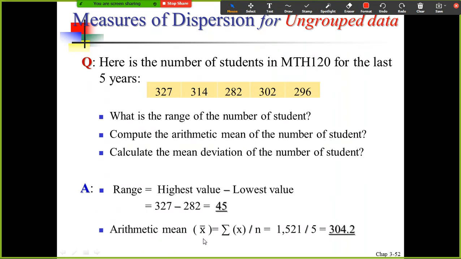In order to find the arithmetic mean, you need to add all of these values together and divide it by the number of values. If I add all these values together and divide it by the number, how many? 5, because 5 years. That's why the arithmetic mean is 304.2. It means that every year during the last 5 years, the average number of students taking statistics is 304.